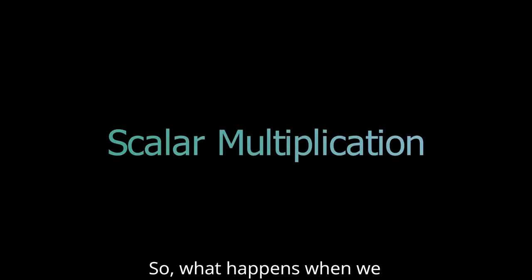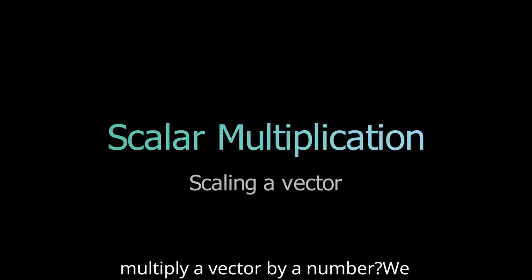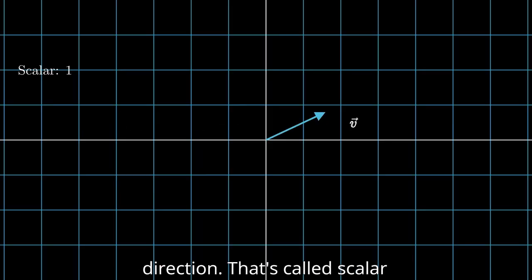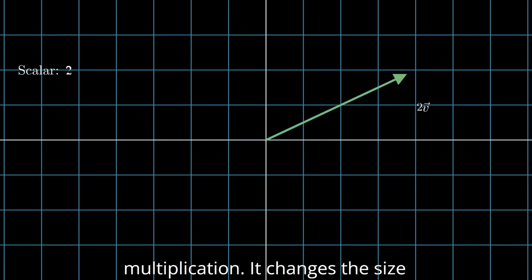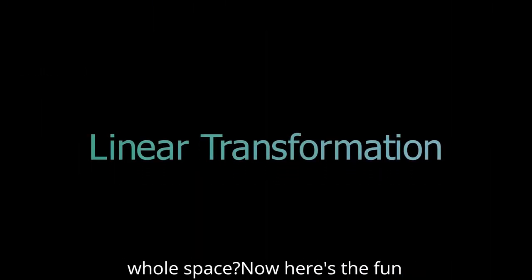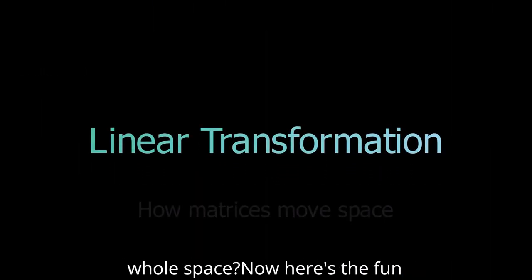So, what happens when we multiply a vector by a number? We stretch it or shrink it or flip its direction. That's called scalar multiplication. It changes the size but not the direction of a vector. But what if we want to rotate it or flip the whole space? Now here's the fun part.